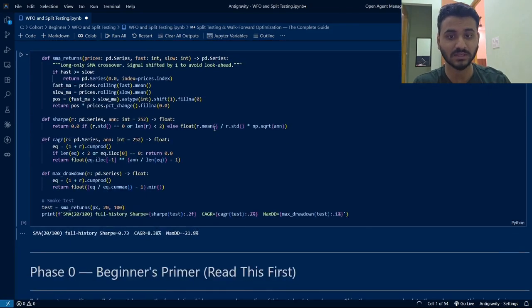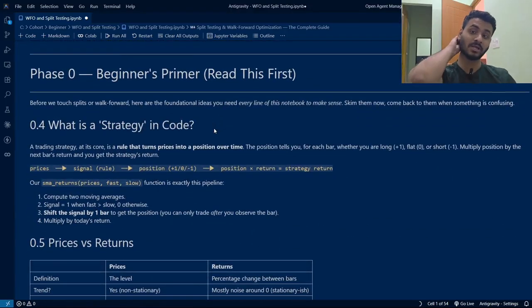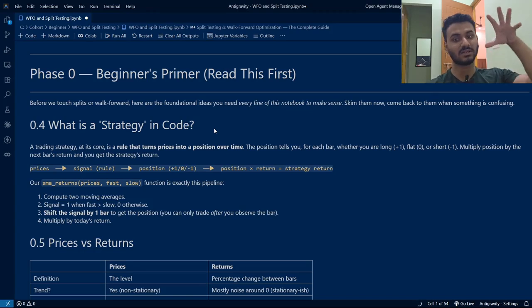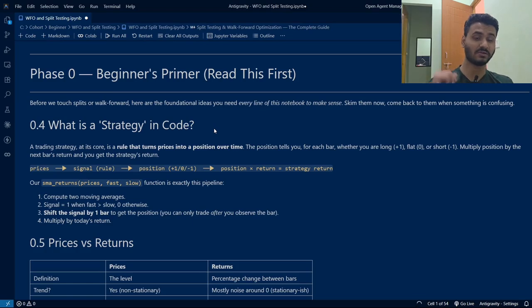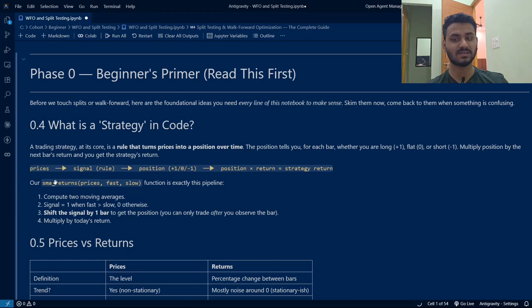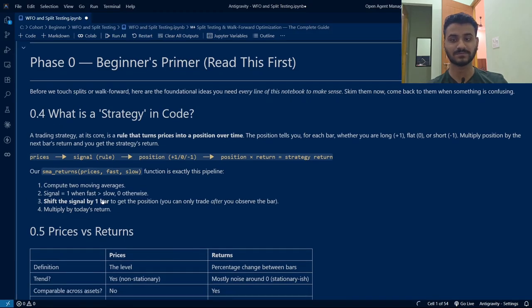Now, phase one. This is the beginner's primer. Before we touch splits or walk forward, here are the foundational ideas you need for every line of this book to make sense, right? Now, what is a strategy in code? A trading strategy at its core is a rule that turns prices into a position over time. It's simple, right? The position tells you for each bar whether you're long, flat, or short. Multiply that position by the next bar return, and you get the strategy's return. Compute two moving averages, shift the signal by 1 bar.